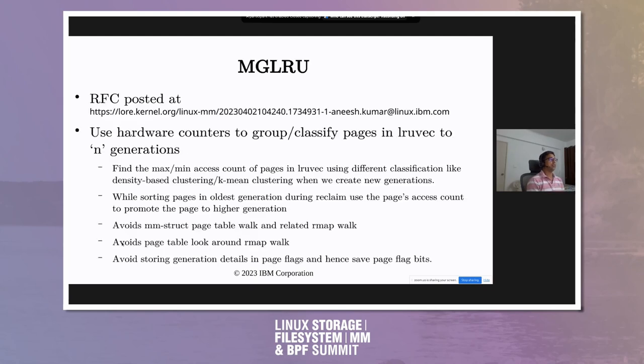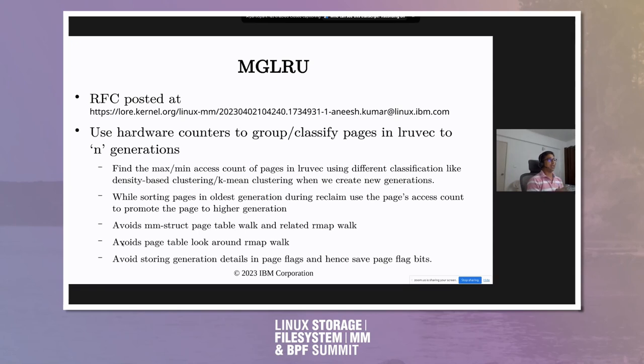For multi-generational LRU, I did post an RFC which goes into high-level details of how I envisioned multi-generational LRU can start using hardware counters. At a high level, as you know, MGLRU consists of multiple generations. So the idea is, can we use hardware counters for classifying pages into the right generation?